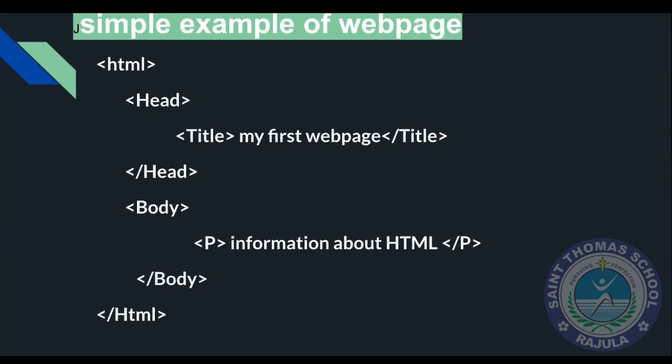Then after, in the same line, opening body tag, and see, P tag is there to write the paragraph. All these formatting tags we are going to discuss later, students. Now you just understand that the P tag is used to write the paragraph. So information about HTML, that is my content, that will be visible on a web page, and then after closing P tag. Then closing body and closing HTML tag. So this is our simple web page.